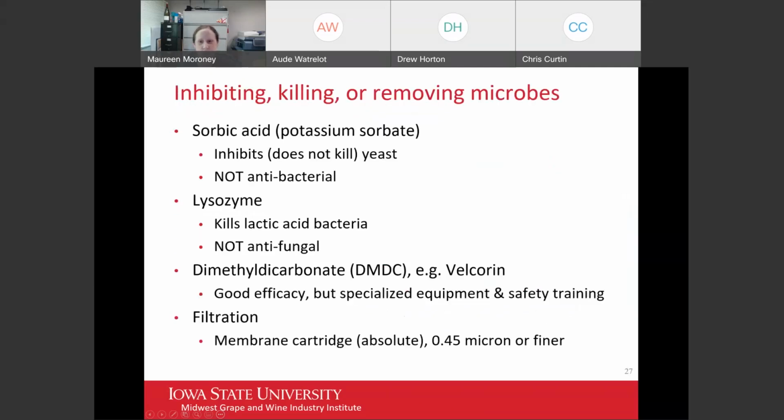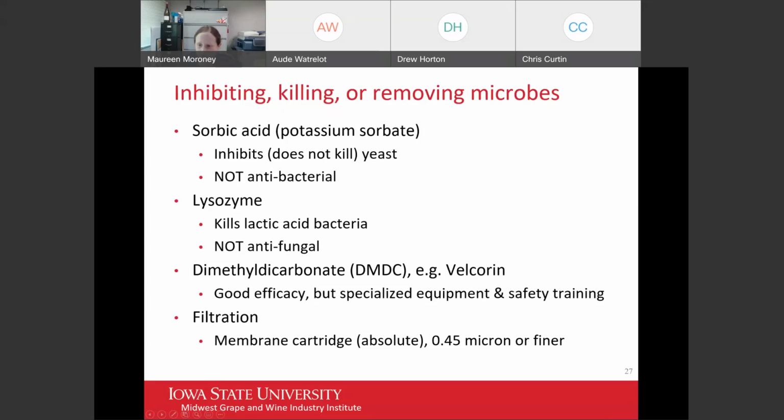So if you're doing those monitoring steps and you discover that there is an issue, or if you anticipate an issue in the future, maybe with a wine that's currently dry, but maybe you're going to sweeten it before bottling, there are some options available for dealing with unwanted microbes, and they fall into three basic categories. Those categories being inhibition, killing action, or removal.